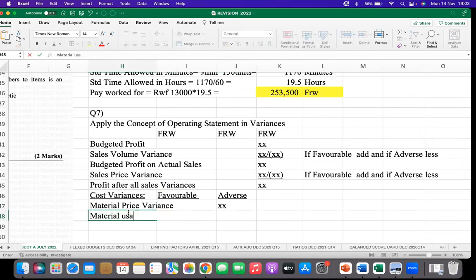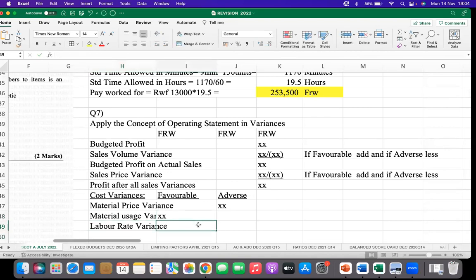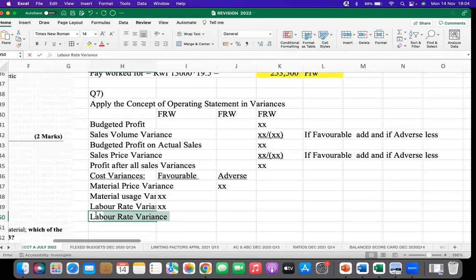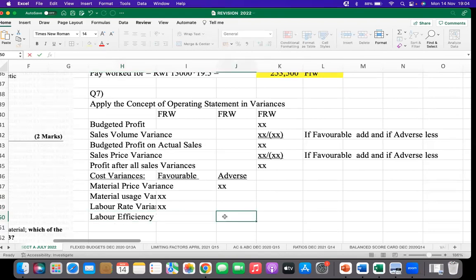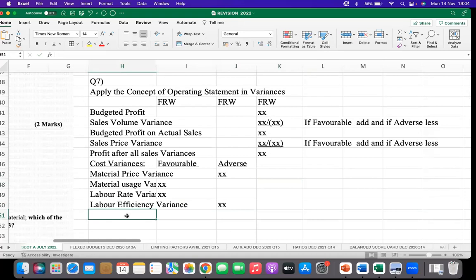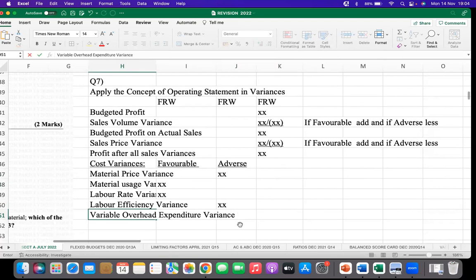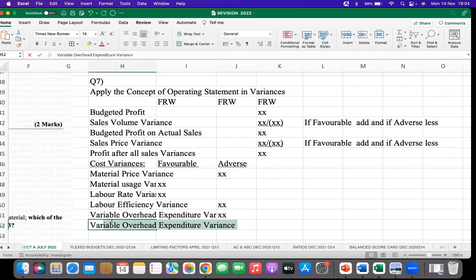Material usage variance. I'm assuming it is favorable. I post it there. Next, labor rate variance. I'm assuming it is maybe, let's choose which one. Let's assume it's favorable. Next, we have labor efficiency variance. Let's maybe post it there. Next, we have variable overhead expenditure variance. I'm assuming it is maybe adverse.